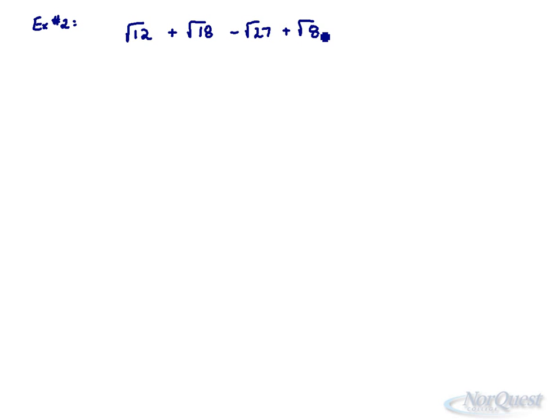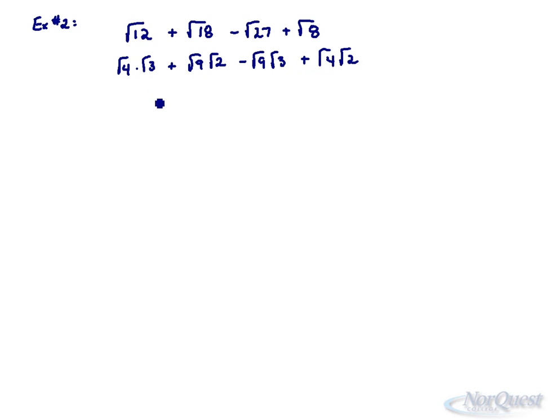Now we're pulling out perfect squares, and hopefully now that you've done a few lessons on here, those perfect squares are a little faster to find. 4, 9, 16, 25, 36, 49, and so on. So look for those factors. Well, 12 can be written as root 4, root 3. 18 can be written as root 9, root 2, 27 can be written as root 9, root 3. 8 can be written as root 4, root 2.